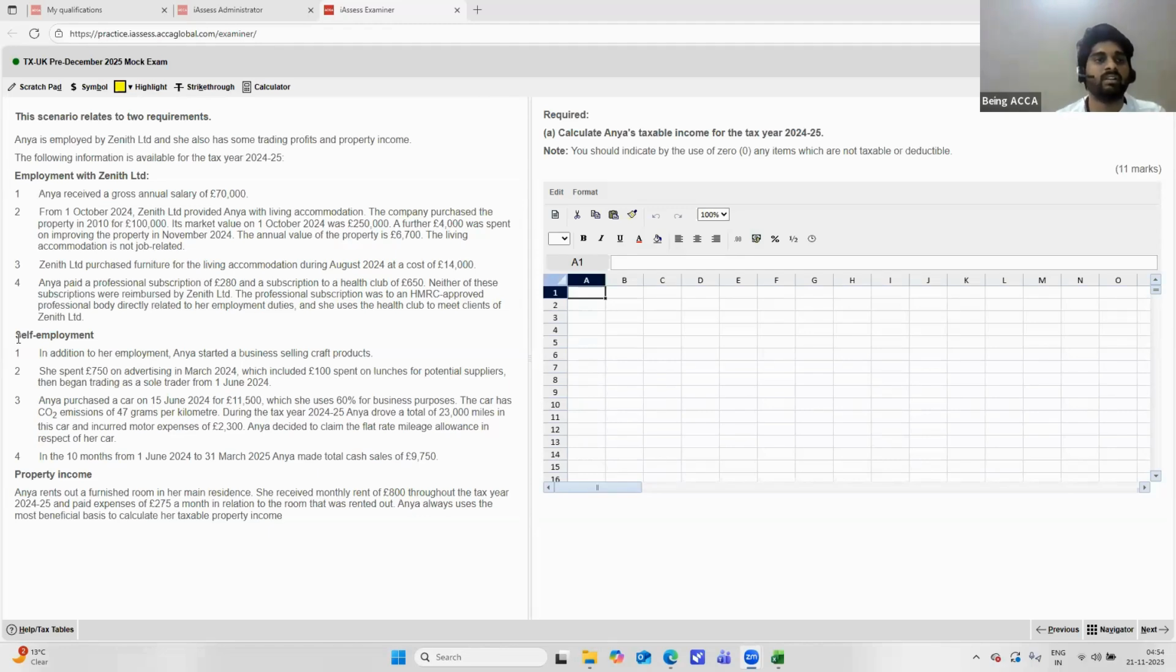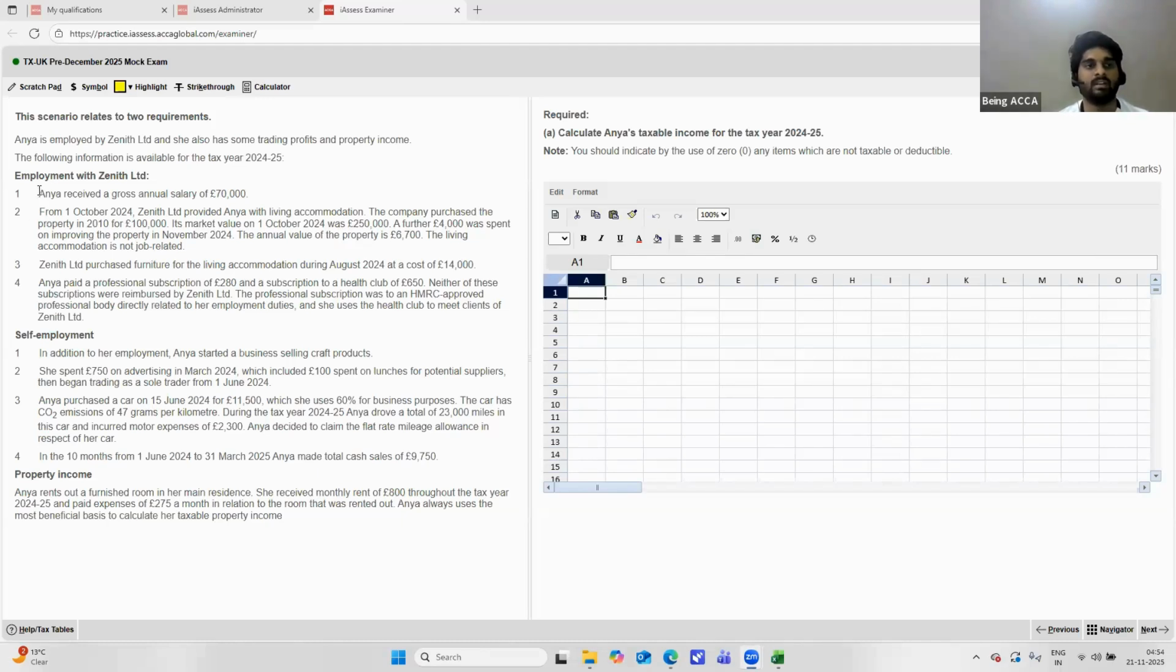Anya is employed by Zenith Limited and she also has some trading profits and property income. The following information is available for the tax year 24-25. Anya received employment with Zenith Limited. Anya received a gross salary of 70,000. So this is discussing the income tax computation part of it.